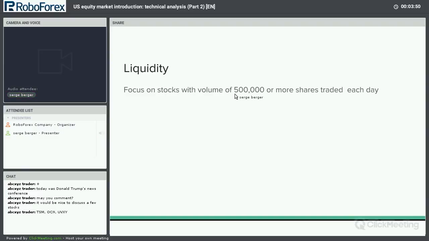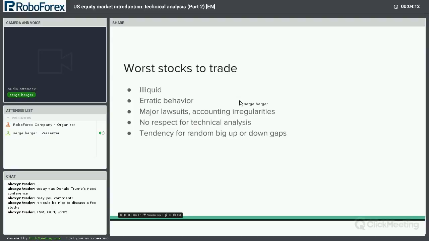I'm just going to quickly mention again some of these attributes of U.S. stock markets that make them attractive. For the most part, we're going to be focusing on stocks that have volume of at least 500,000, hopefully more. That's 500,000 shares traded per day is what that's supposed to say.